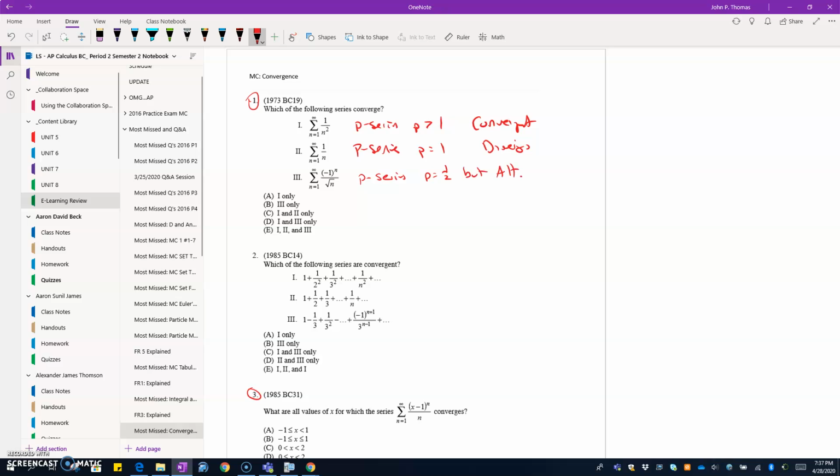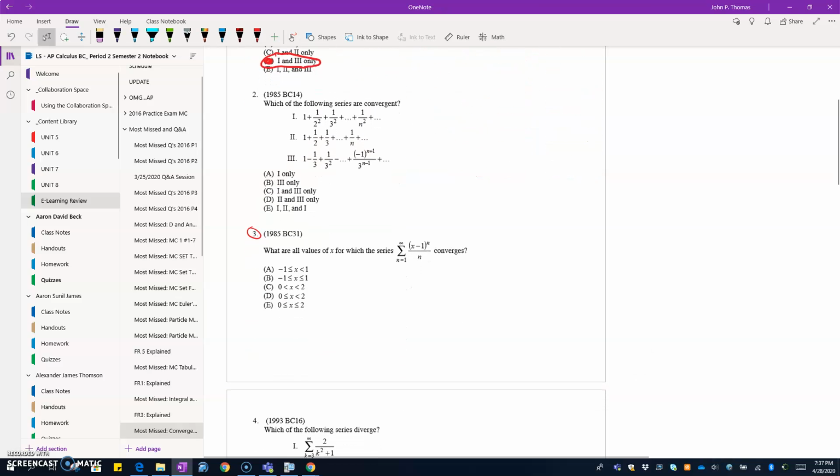Now, the fact that it's alternating means that it's alternating series tests, and as I plug values into 1 over root n, they do progressively get smaller and smaller and smaller, and the sign alternates, so that is convergent as well. All right, so we have 1 and 3, which is choice D. So 1 and 3 are the convergent ones on that one.